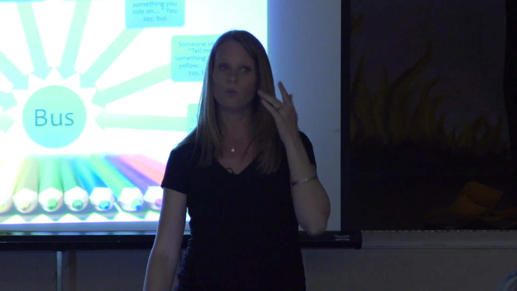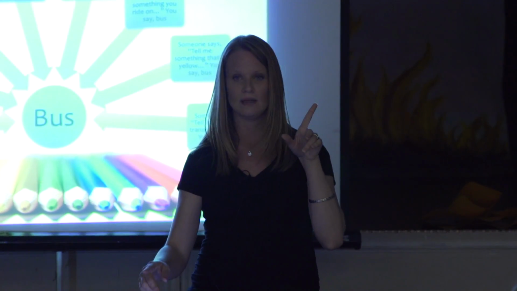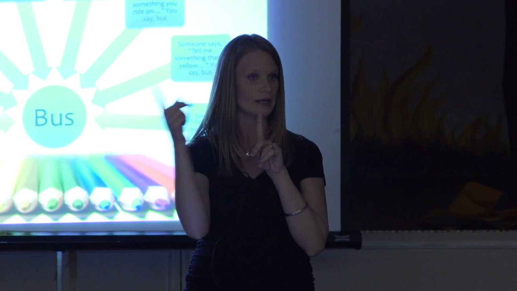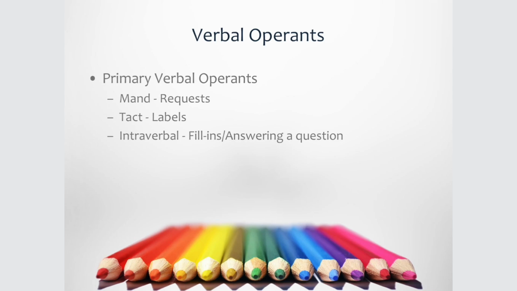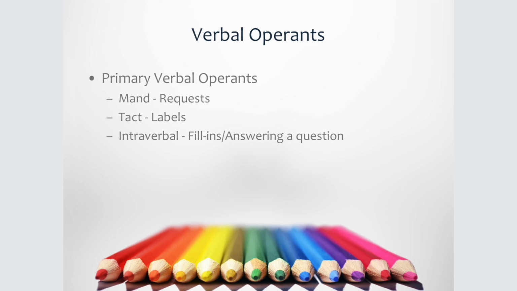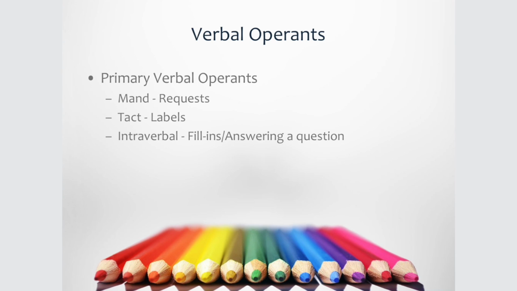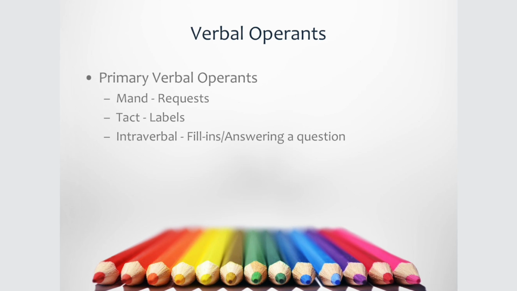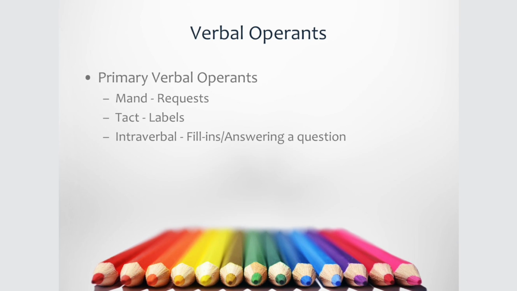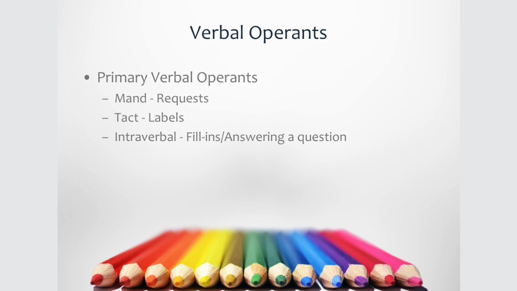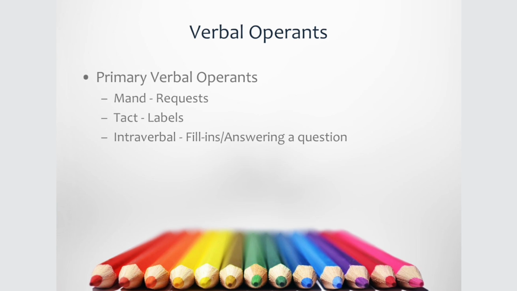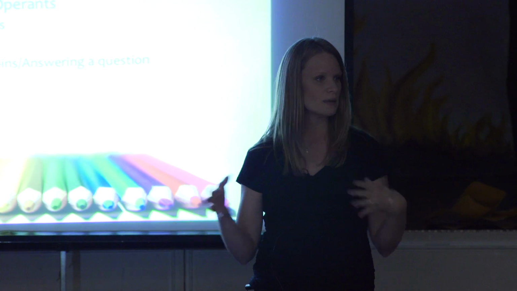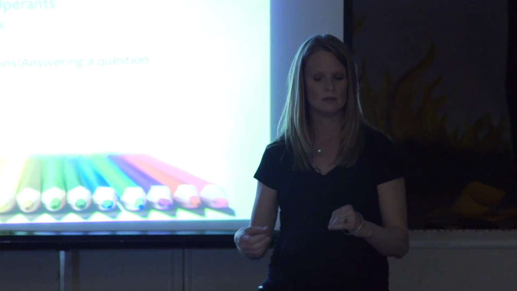So that's one word, but we just showed that one word can have many different meanings across many different examples. Some of it we talked about. We have the primary verbal operants: mands, which are requests, tacts, which are labels, and intraverbals, which are fill-ins and answering questions. Additionally, there are codics and duplics, but for this presentation, I'm not going to really get into it.